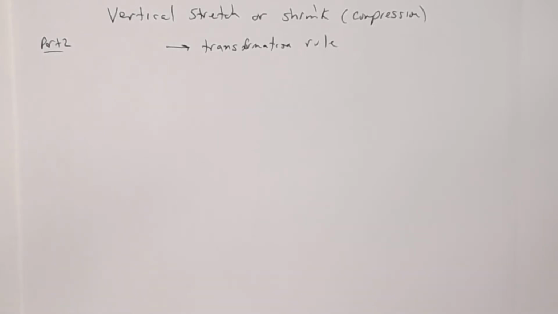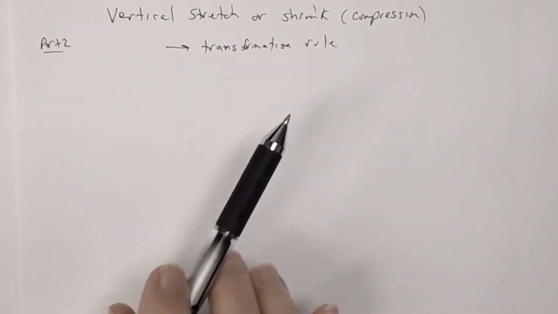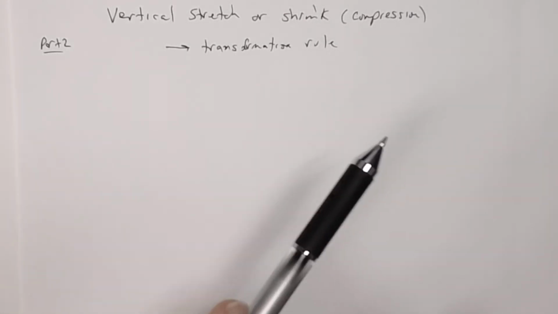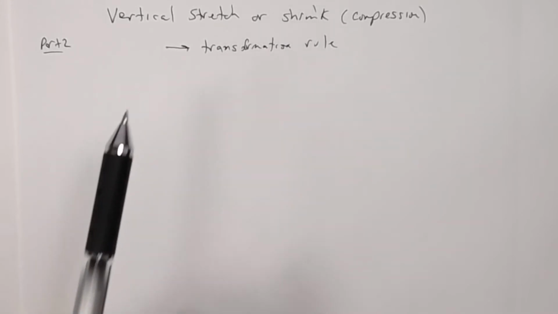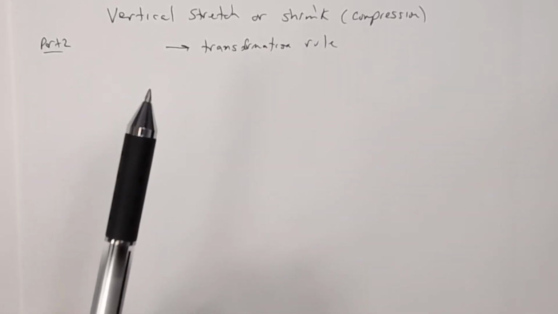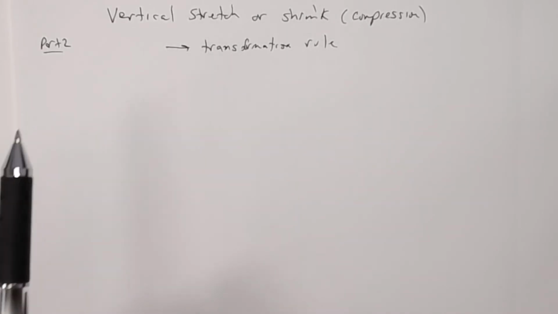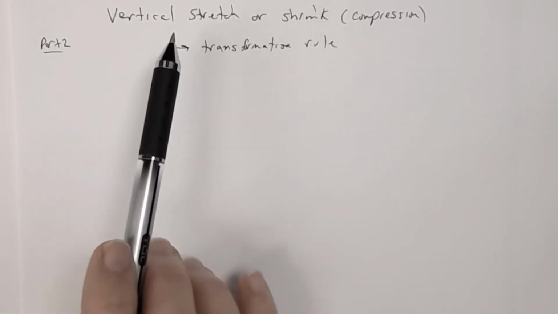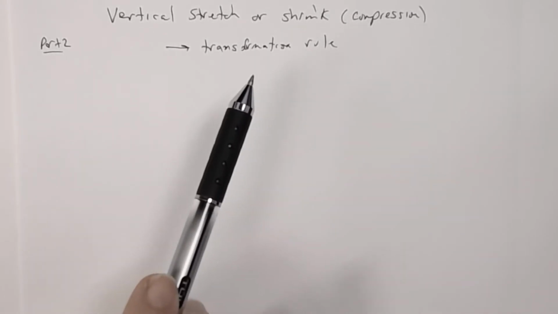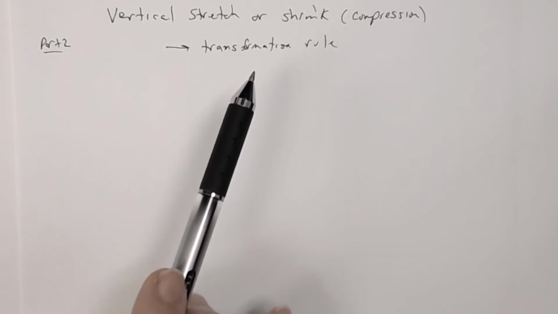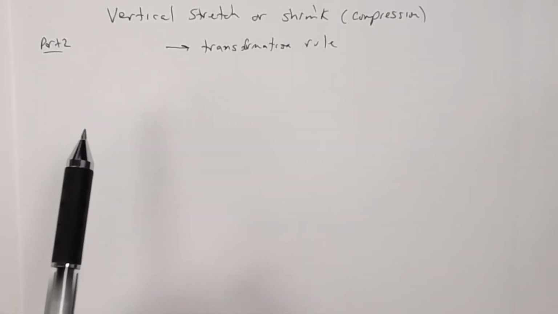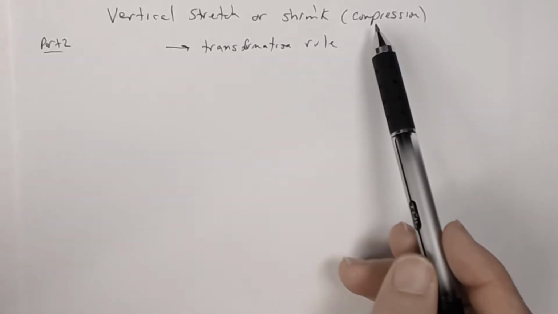In this lesson, we're going to focus strictly on vertical stretch or shrink. So we're just going to look at this for right now, and then in the next lesson, we're going to look at horizontal stretch or shrink. This is part 2 of our study on vertical stretch and shrink. In particular, we're interested in finding the transformation rule for vertical stretch or shrink. And remember, another word for shrink is compression.